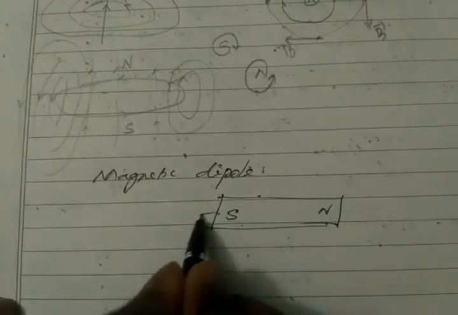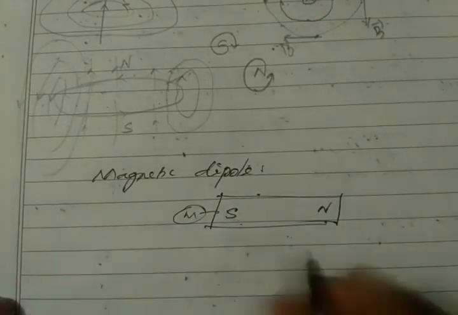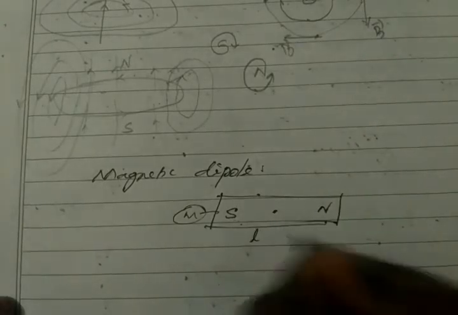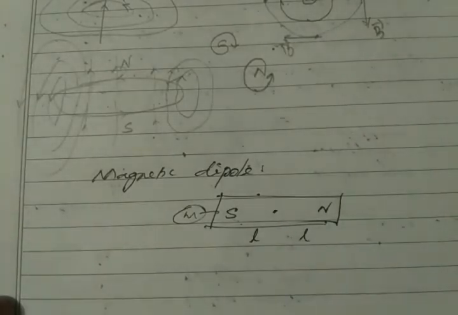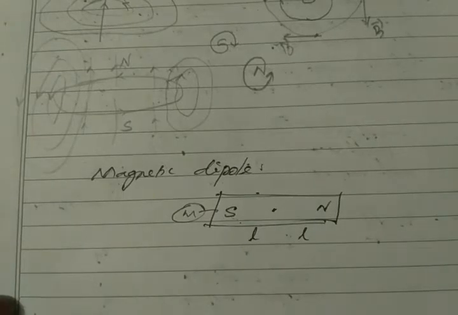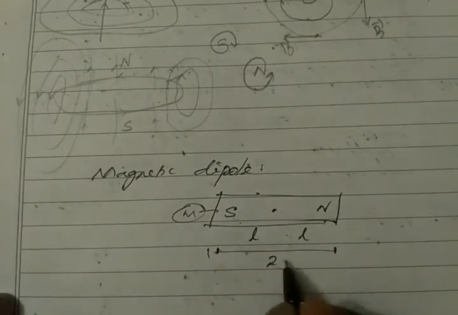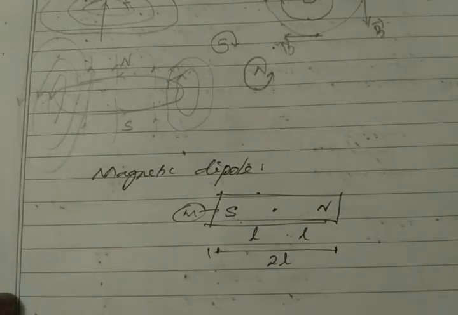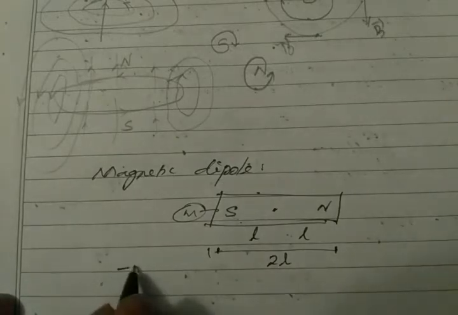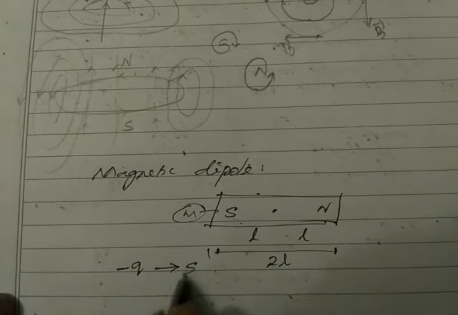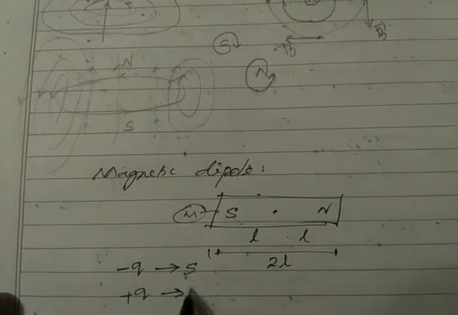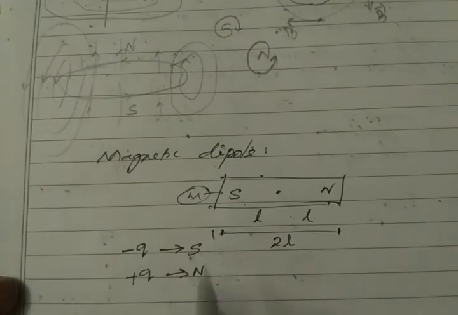Clear? So it has magnetic pole strength M, right? It is separated by a small distance 2L. Here we take L, there we take a, whatever we can take. So these two magnetic poles separated by a small distance 2L form a magnetic dipole. Here the negative charge behaves as a south pole and the positive charge behaves as a north pole. So the magnetic dipole starts with south pole and ends with north pole.